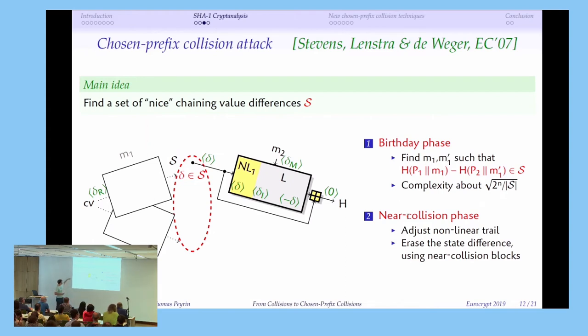So the idea is you start from two different states with some random differences. And from each of those states, you hash a number of random blocks from state one and from state two. And you look at all the possible pairs, and you check if one of the pairs is in the set S. So that's the basic idea. Now, in terms of implementation, of course, you don't want to store everything, so you need to use a memoryless algorithm. There are some technical details, but the basic idea is just a birthday search.